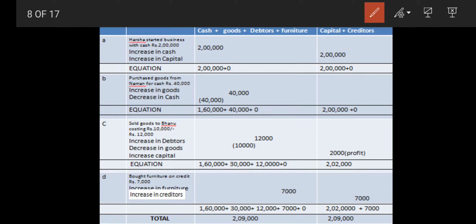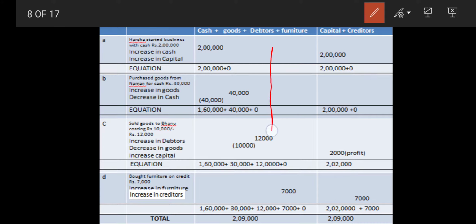When the name of party is given, then it is the creation of debtors. Why debtors? Because we have sold the goods. When the goods are sold, creation of debtors is there. Okay, so here we have to prepare a new column, debtors.